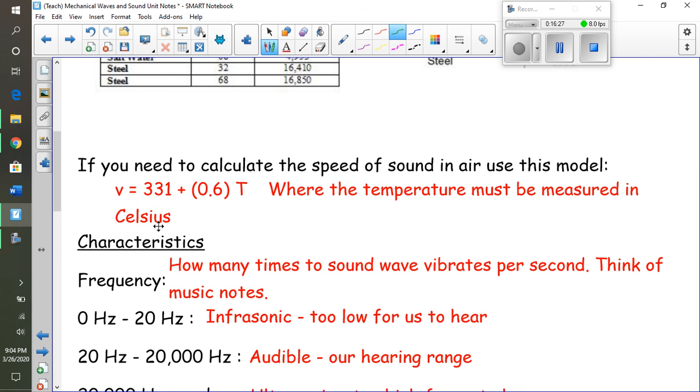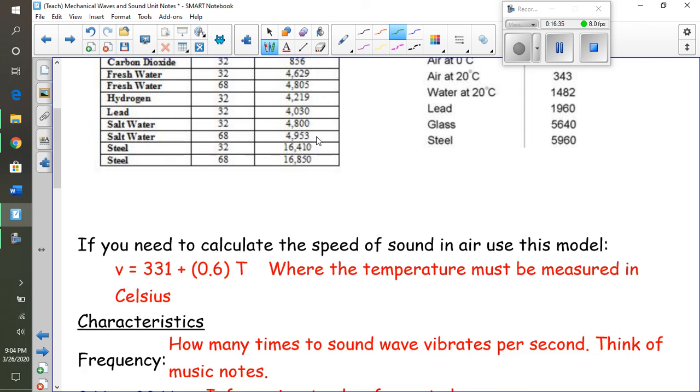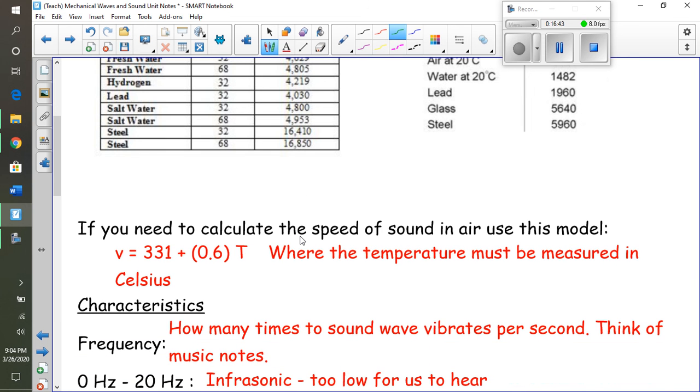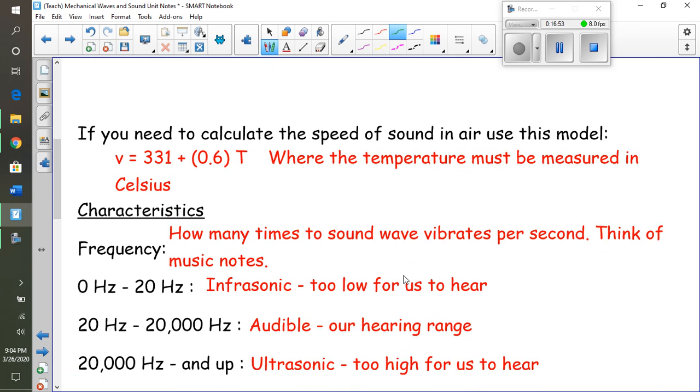The reason for that is at 0 degrees Celsius, if I put Celsius in here for T, the speed is going to be 331. So if I come up here, air at 0 degrees Celsius, 331 meters per second. I see that right up here. So this is a quick calculation to figure out how fast sound would be. It's a pretty nice calculation, pretty easy to use.